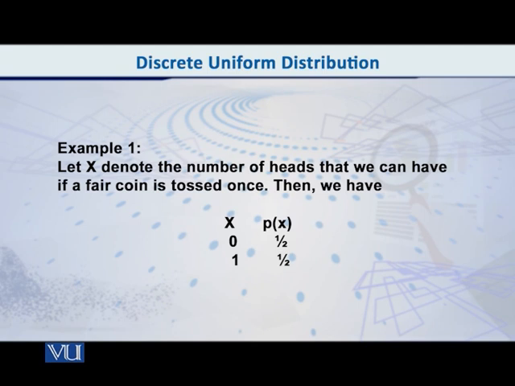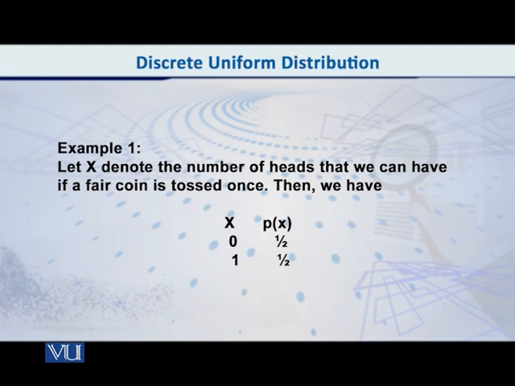The simplest example is that of the case when we are going to toss a coin. Agar aap ek fair coin ko toss karein, aur uske baad x jo random variable hai, wo is tarah se define karein, ki the number of heads that we may get. We are tossing one fair coin only one time, and x represents the number of heads that we might have. Students, it is a very simple distribution.